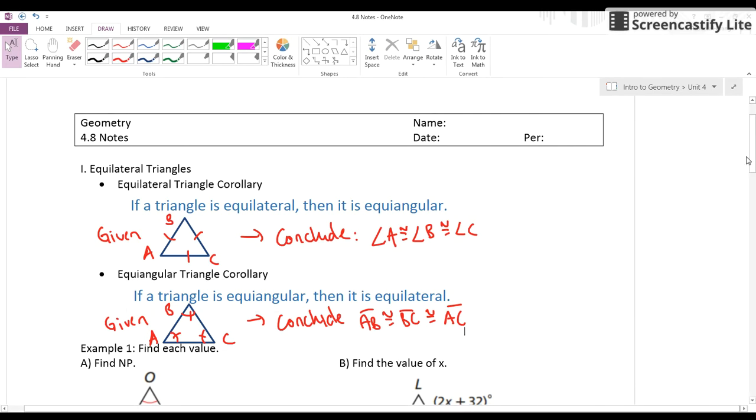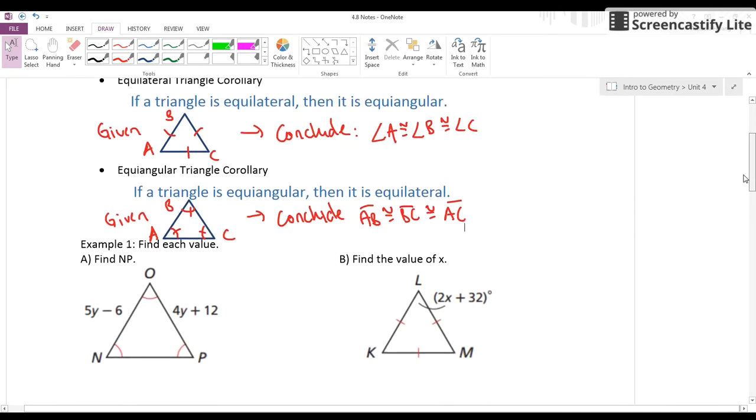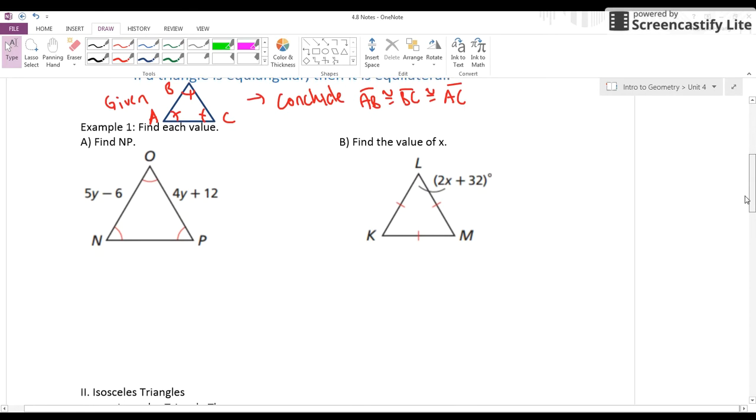So again, nothing super new here, just making sure we see that equilateral and equiangular are related. And we can use that to help us solve problems, right? If I look at example 1, I want to find NP. How would you set up your equation to solve for NP? Hopefully you see it's pretty straightforward. We know that our triangle is equiangular, which means the triangle is equilateral. So I can say 5y minus 6 is equal to 4y plus 12. Then you can do your inverse operations to solve, just like in Algebra 1. So we'll get y is equal to 18.